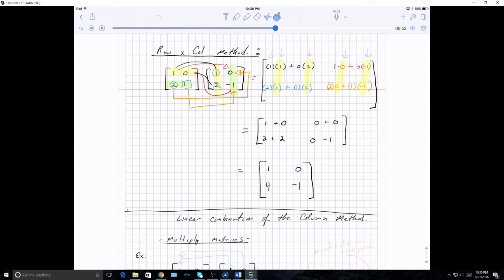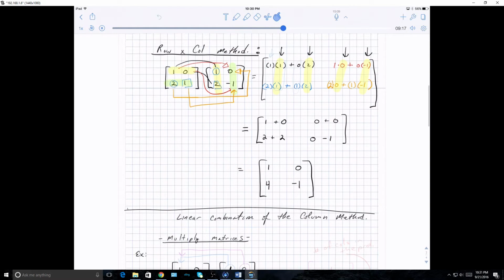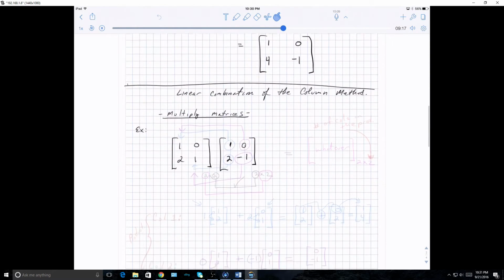All right, so hopefully you've seen the pattern here, here, and here, and here, and how they relate over to the matrices. Now, if you look very carefully, you might be able to see the pattern that we're going to use right now. We're going to call it the linear combination of the column method, and this is just an alternative way of looking at multiplying matrices.